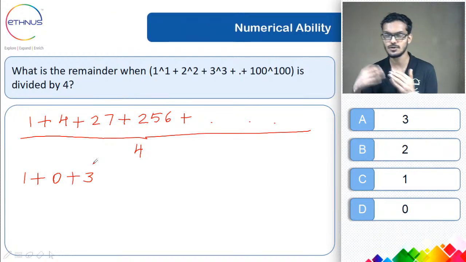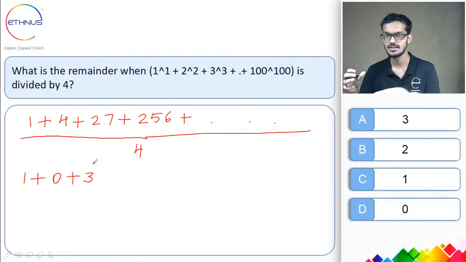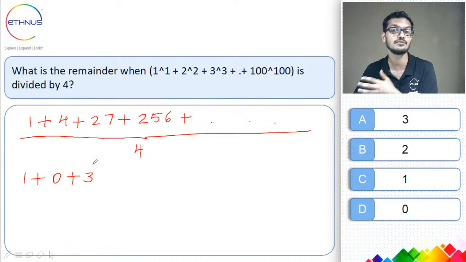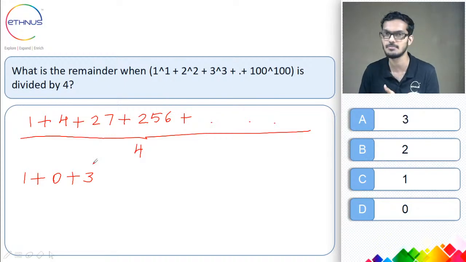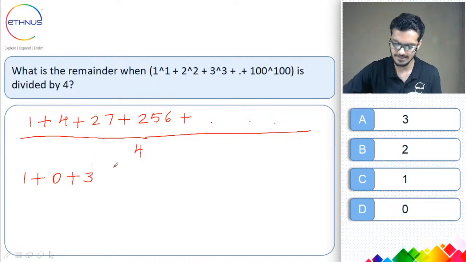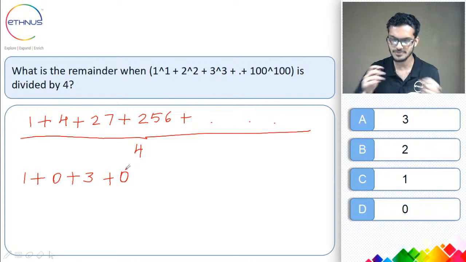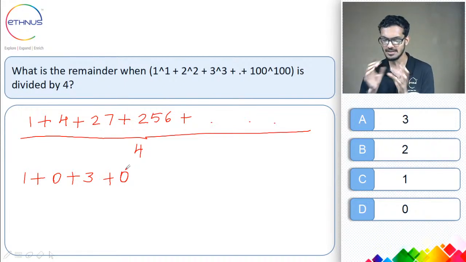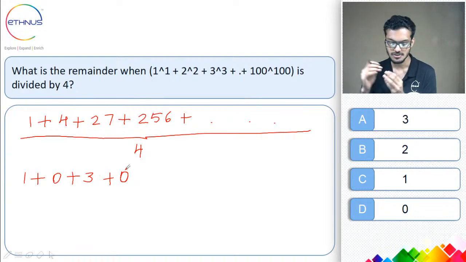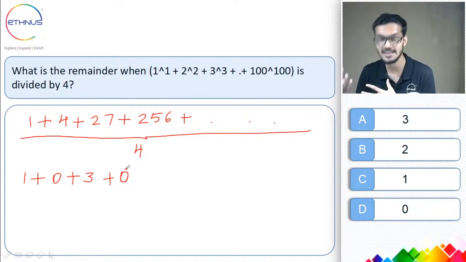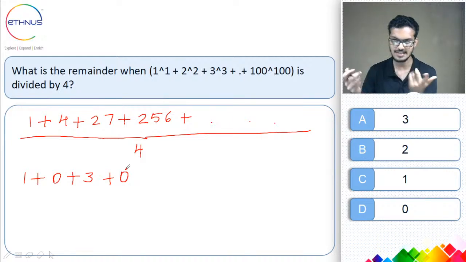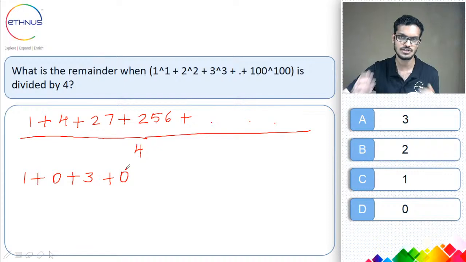You don't have to divide the entire 256. Just consider the last 2 digits. That is the divisibility property of 4. The last 2 digits of 256 are 56, and 56 is completely divisible by 4, right? So obviously the remainder will be 0. When you see this pattern, there is some kind of similarity. You can guess what the next one would be. So you have 1, 0, 3, 0. There's a probability that the next one could be 1. So let's check that. You can take one more number, which is 5 to the power of 5.